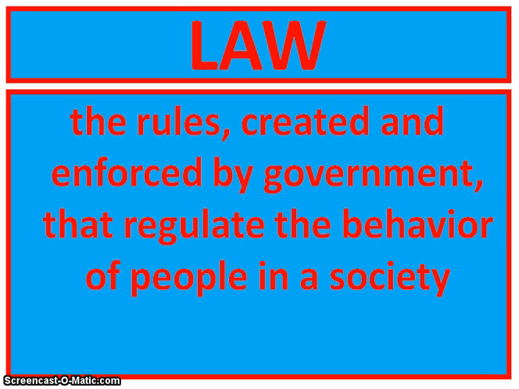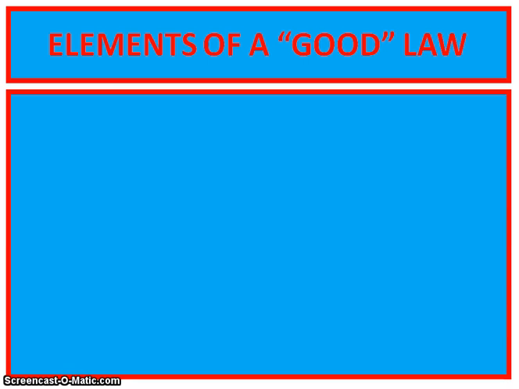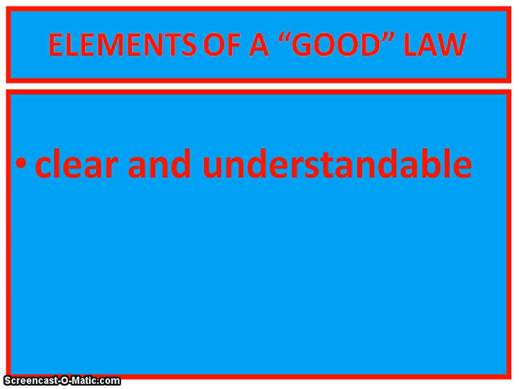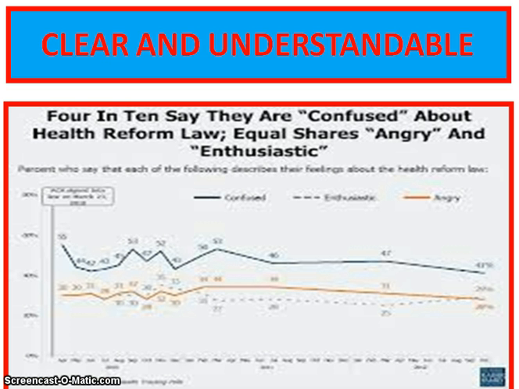Now, there are three elements to a good law. And not every law that's ever been written has been a good law, but the first element to a good law is that it's clear and understandable. And sometimes this can be an issue. Some laws can be confusing, and maybe the higher up in government you go, in terms of federal government, for example, the more confusing it can be. But laws should be clear and understandable. People should understand when they are breaking the law, when they are not breaking the law.